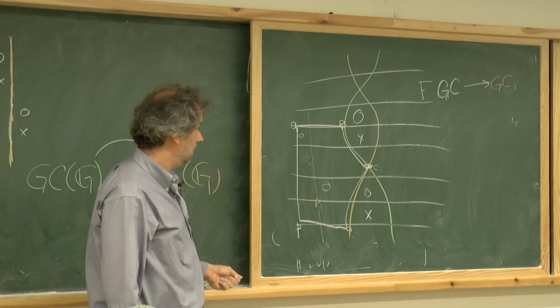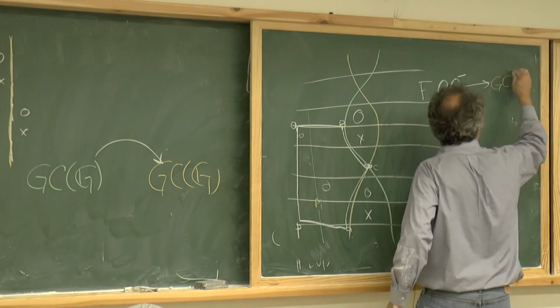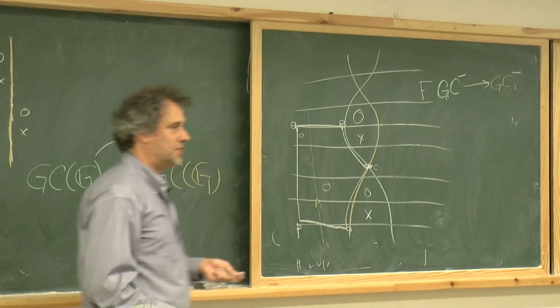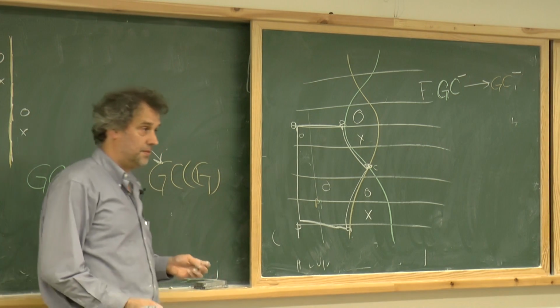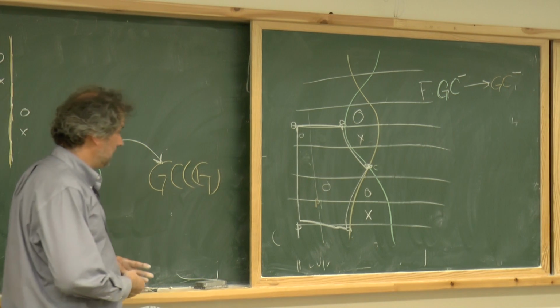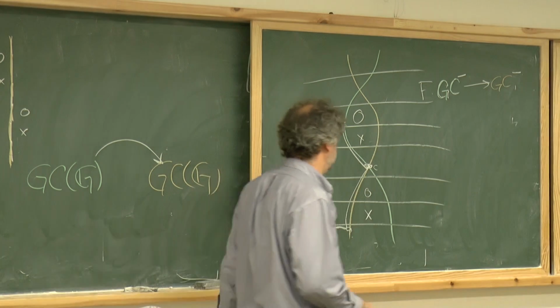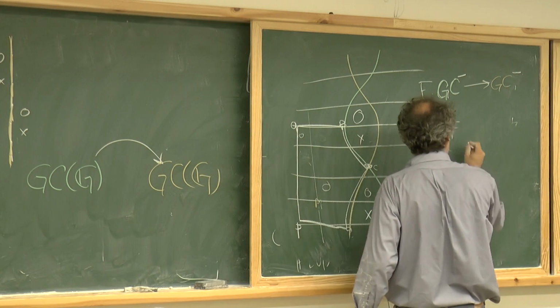GC minus. Yeah, I'm defining it on the level of GC minus, and you can specialize to all the other versions if you like. Okay, is that clear enough? And now the statement is that F is a chain map.